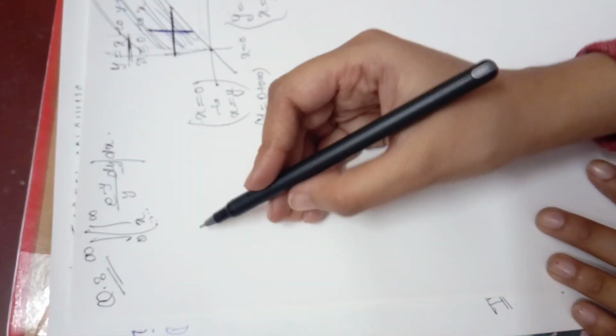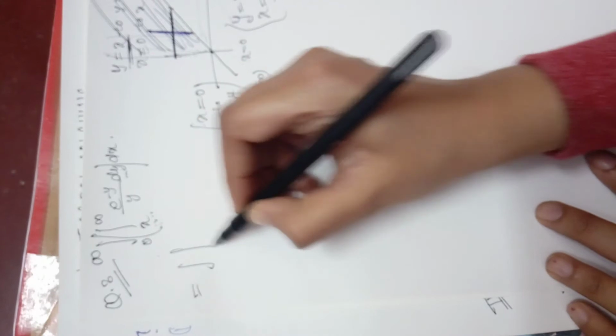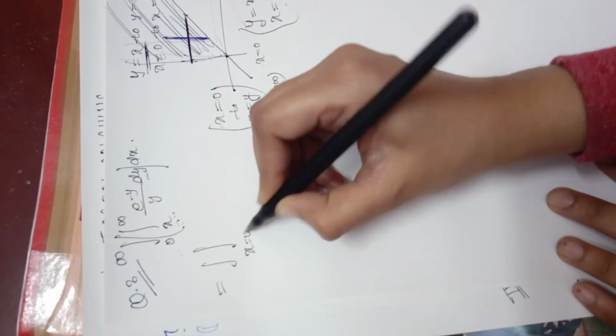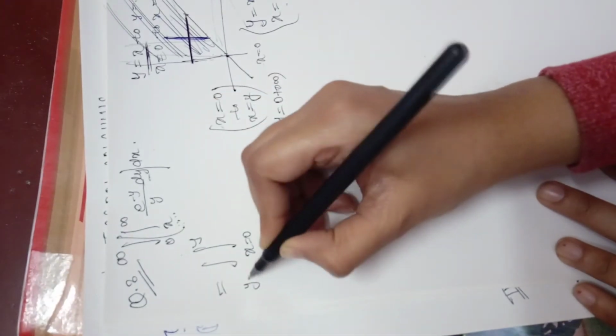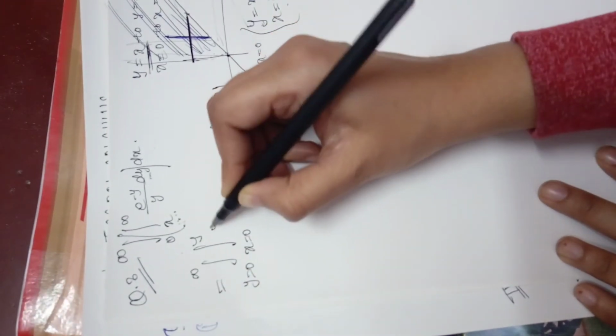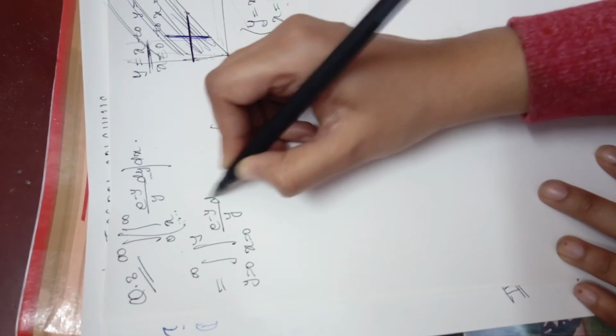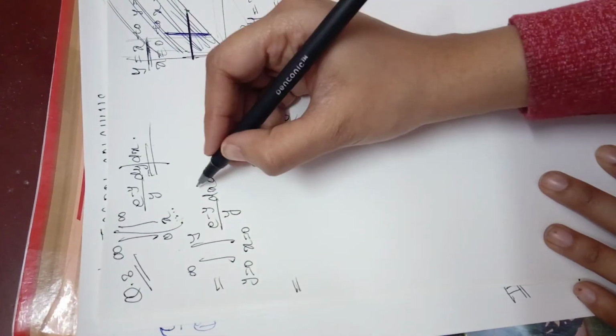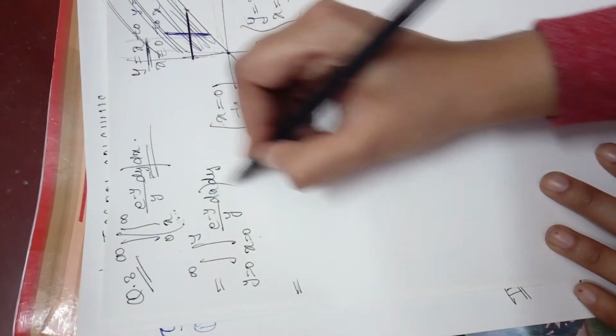Now this question is very easy. You just need to put the limits very properly. So x is 0 to y, y is 0 to infinity, e to the power minus y by y dx dy. See, I have reversed it. Now I will be solving x.